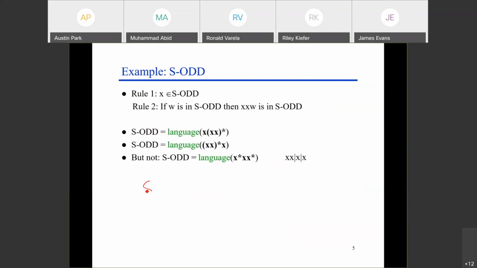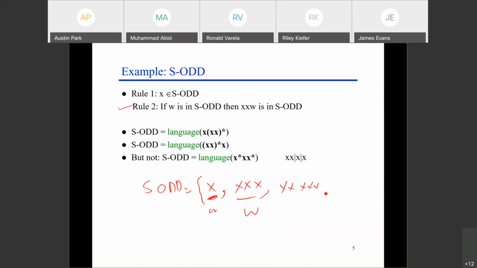So we have S odd, and X by rule 1, X is in S odd. Rule 2 says if W is in S odd, W is any word, we only have one word which is X at this time, this is W, then X W, X X, and X X is in S odd. Now next time if I reuse this rule again, this is my W, and it says that X X with W. What is W?